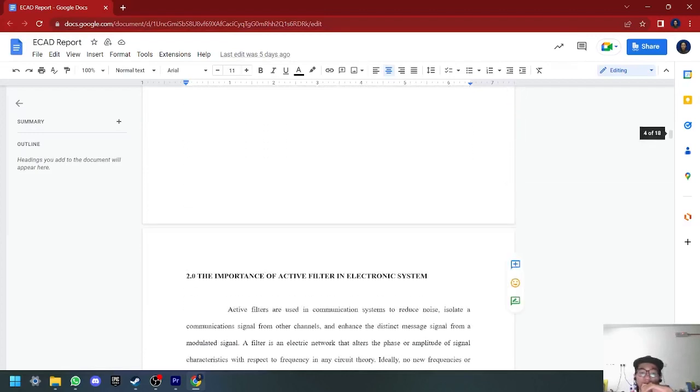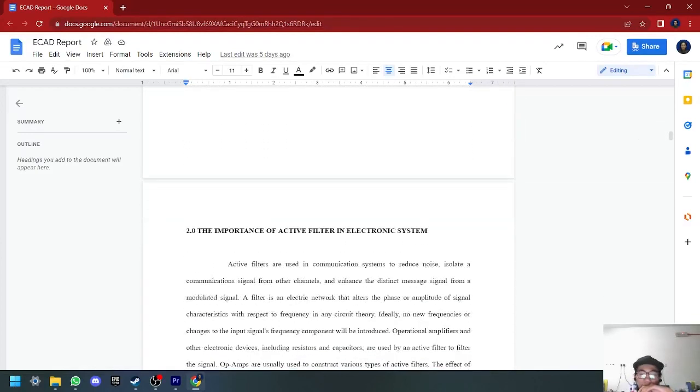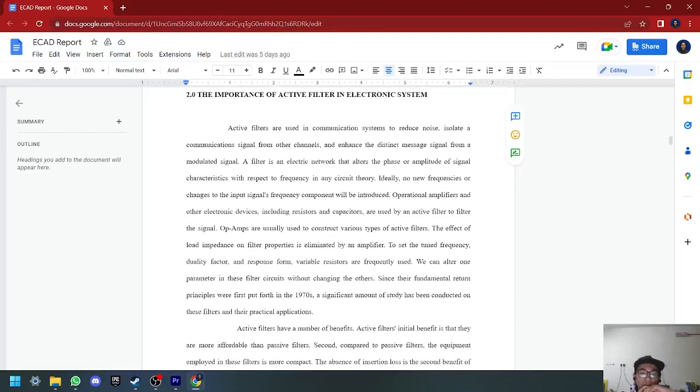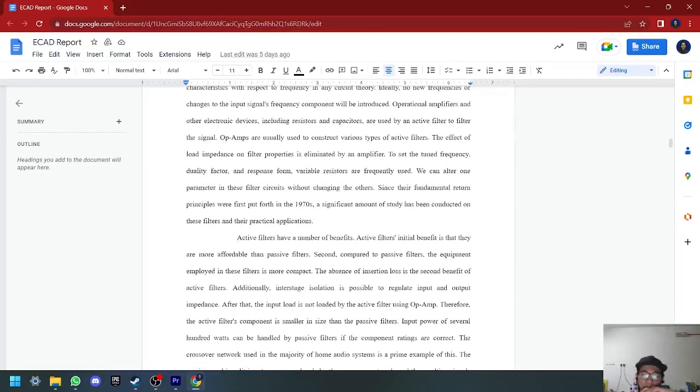So the importance of the active filter in electronic transmission and communication is to reduce noise and isolate the signal by itself, not with other signals, so that the stages do not interact with each other. It also enhances and amplifies the output signal so that it doesn't become too quiet.